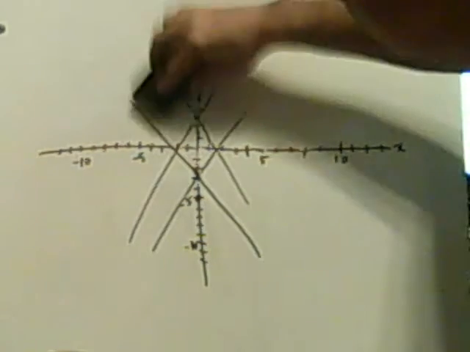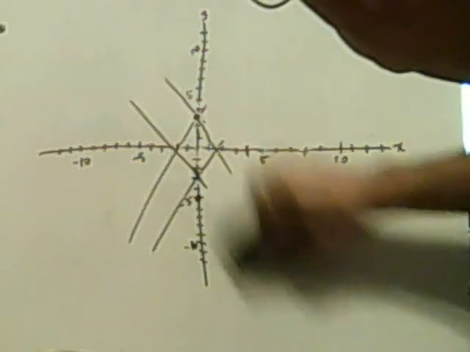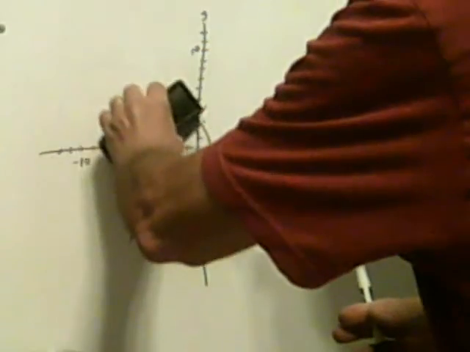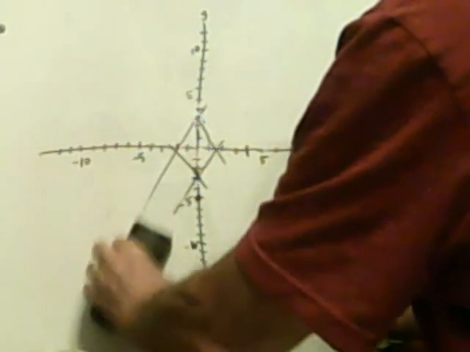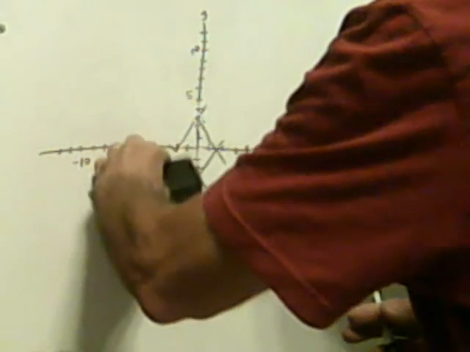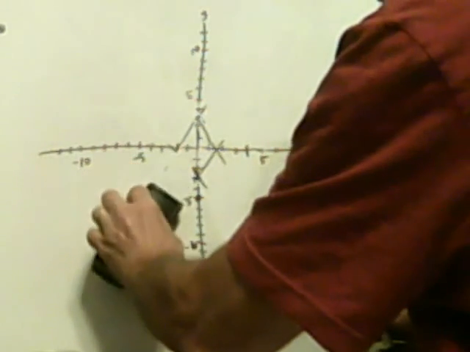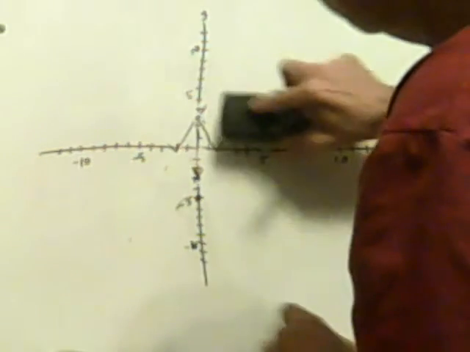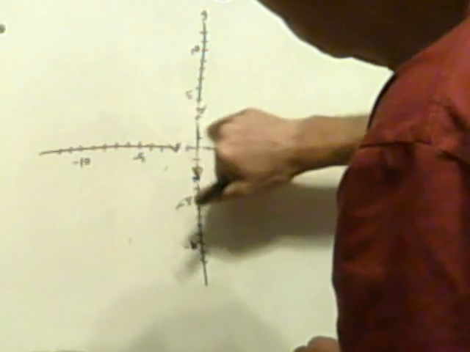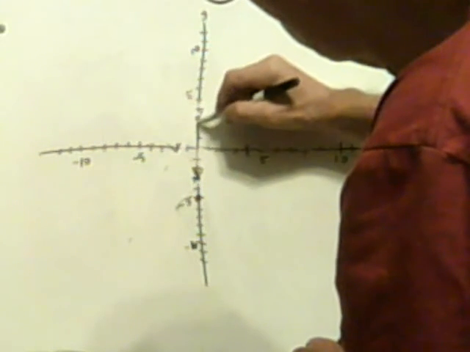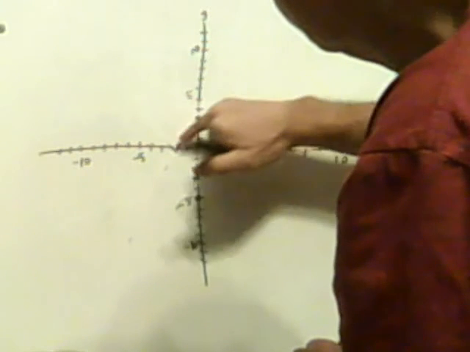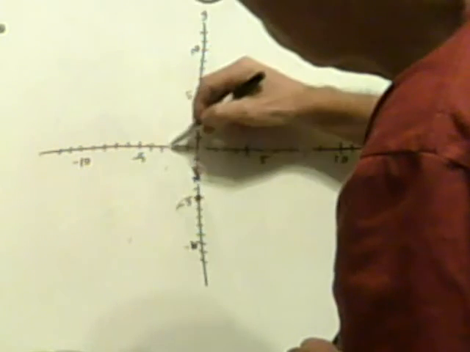Okay. Now let's see if I can get these off. Not too much trouble. One, two, three. Now they're making my line a little bit messy.